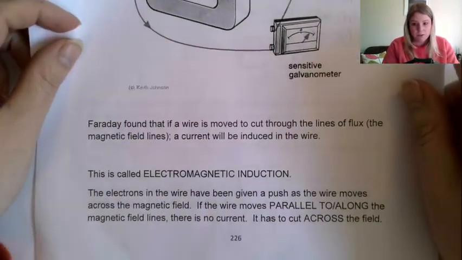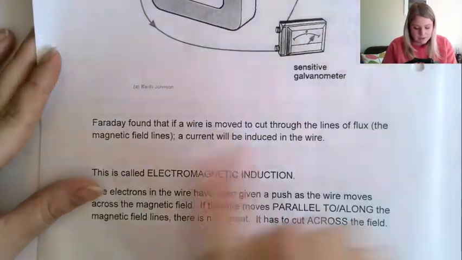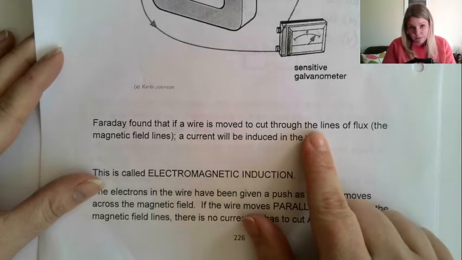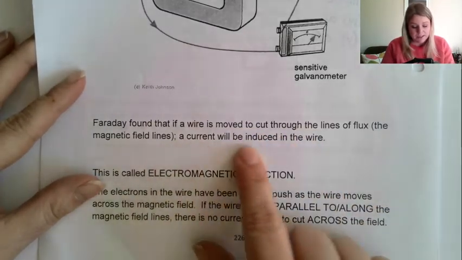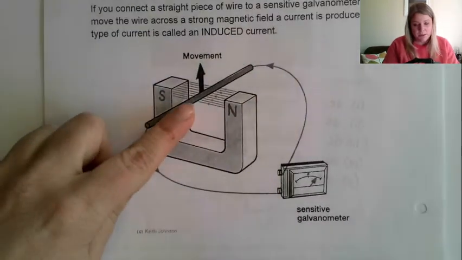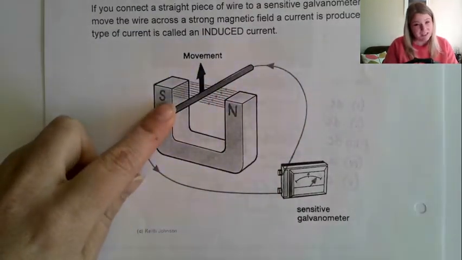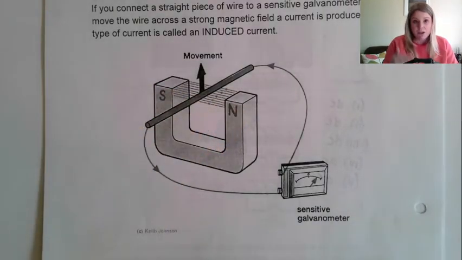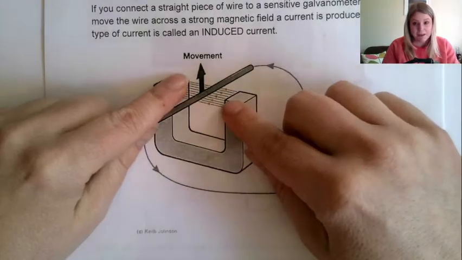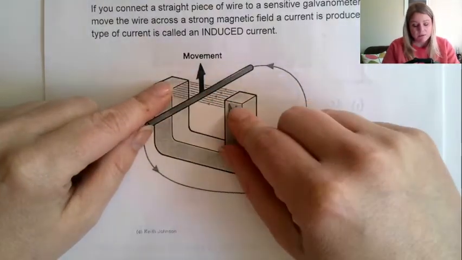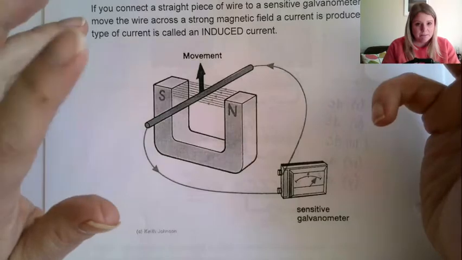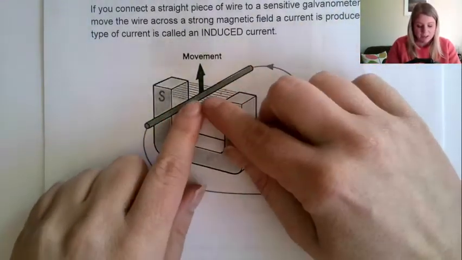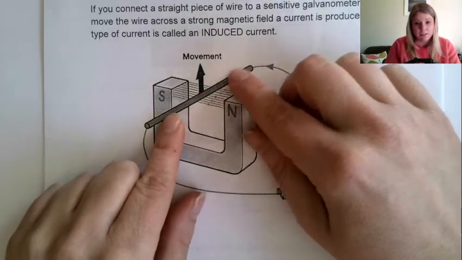So down at the bottom here, Faraday found that if a wire is moved to cut through the lines of flux, remember lines of flux is just another word for the magnetic field lines, a current will be induced in the wire. So see the way this here is perpendicular to the lines of flux or the magnetic field lines? That's what we mean by cutting through. If this was parallel to the magnetic field lines, and you'll remember this from the motor as well, then nothing happens, the current isn't induced. So you're going to get maximum current whenever these two things are perpendicular to each other.